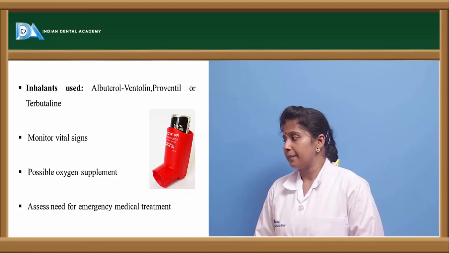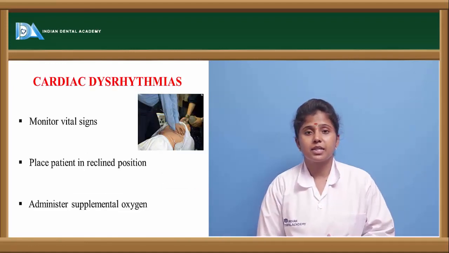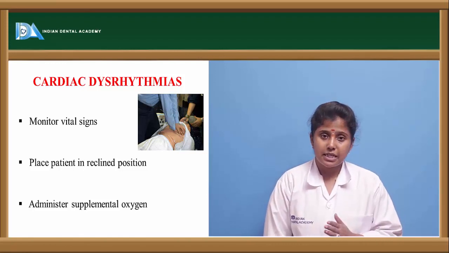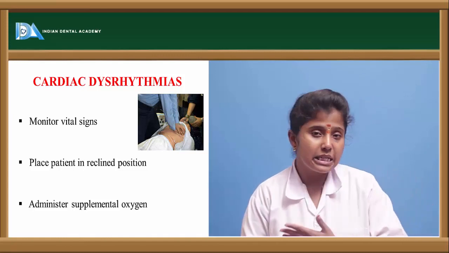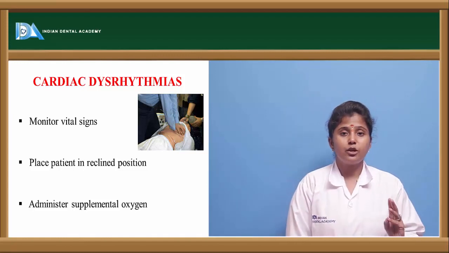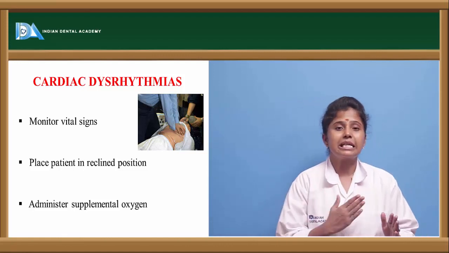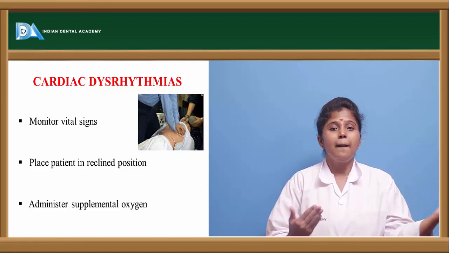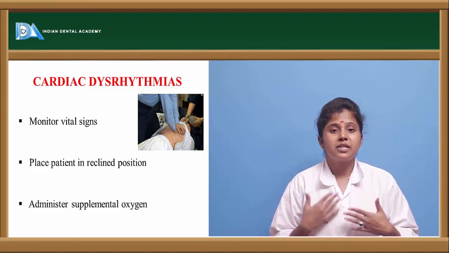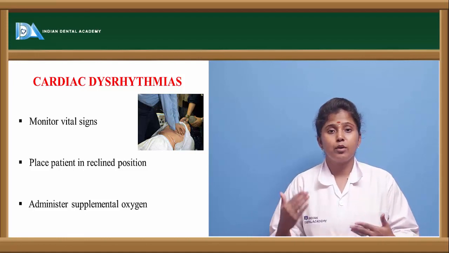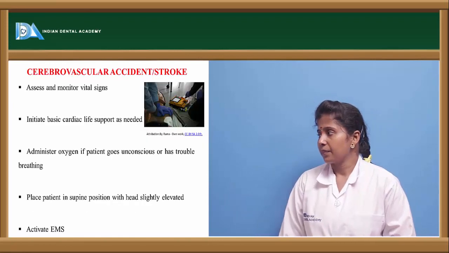The other one is cardiac arrhythmias, in the sense if there is any disturbance in the rhythm of the heart. In this cardiac emergency, first we need to measure the heart rate, to see how far the heart rate is proper, and place the patient in reclined position. The patient should be placed completely at 180 degrees, and thereby the person can rest for some time, and administer the oxygen supplement.